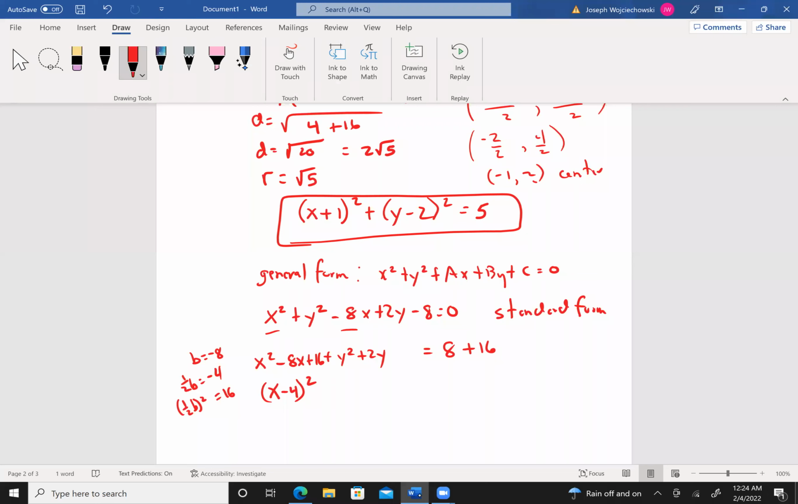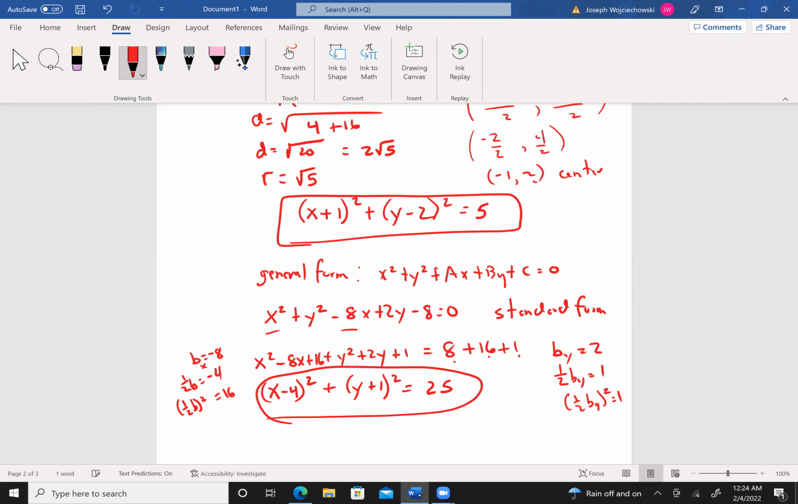Now looking over here, this is my b for the x's. This will be my b for the y's, which is 2. 1/2 of the b for the y is 1. And 1/2 b for y squared is 1. So we're going to add 1 here and add 1 here. So this becomes plus y plus 1 squared equals 8 plus 16 plus 1, which is 25. And that is my standard form.